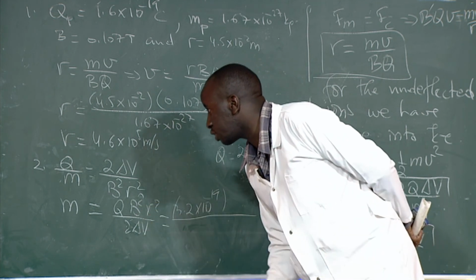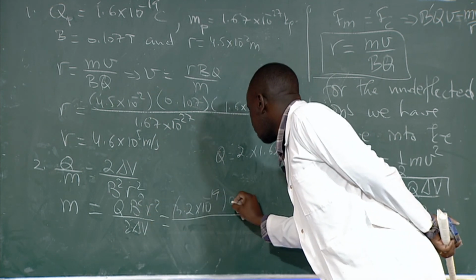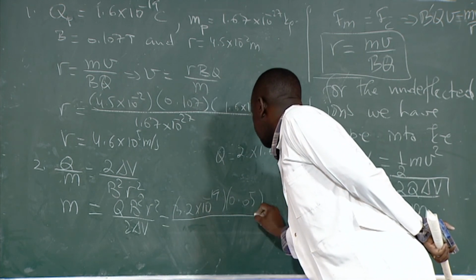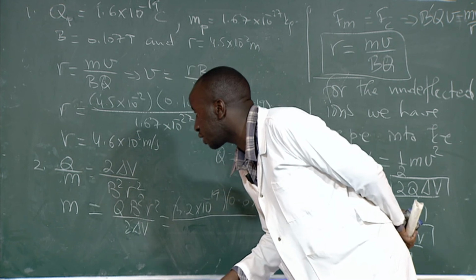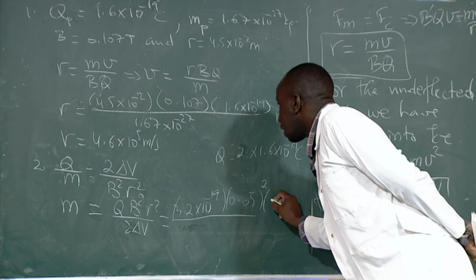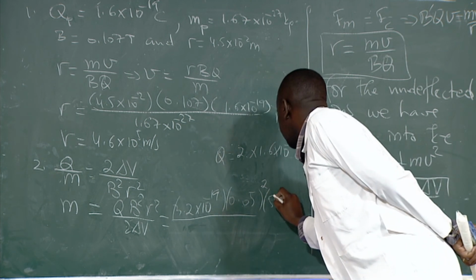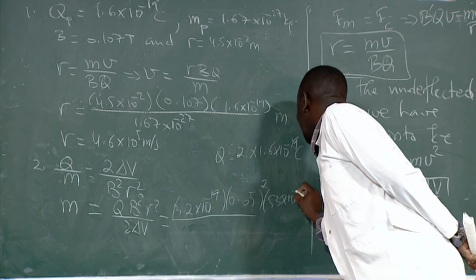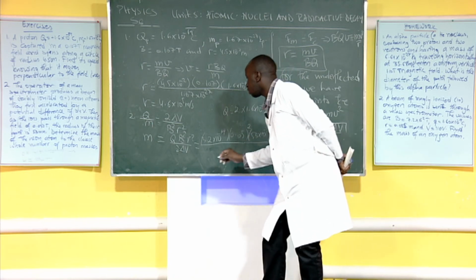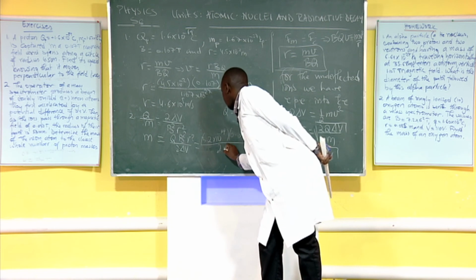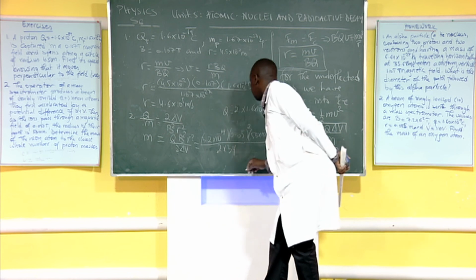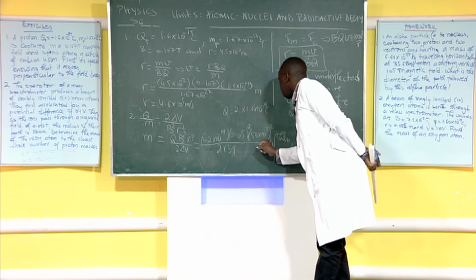Then here times the magnetic field, which is 0.05 Tesla. Then, because it is now squared, the radius is what we have said to be 53 times 10 power minus 3, squared again. All of this over 2 times 34, that is the volt. And then the mass is in kilogram.